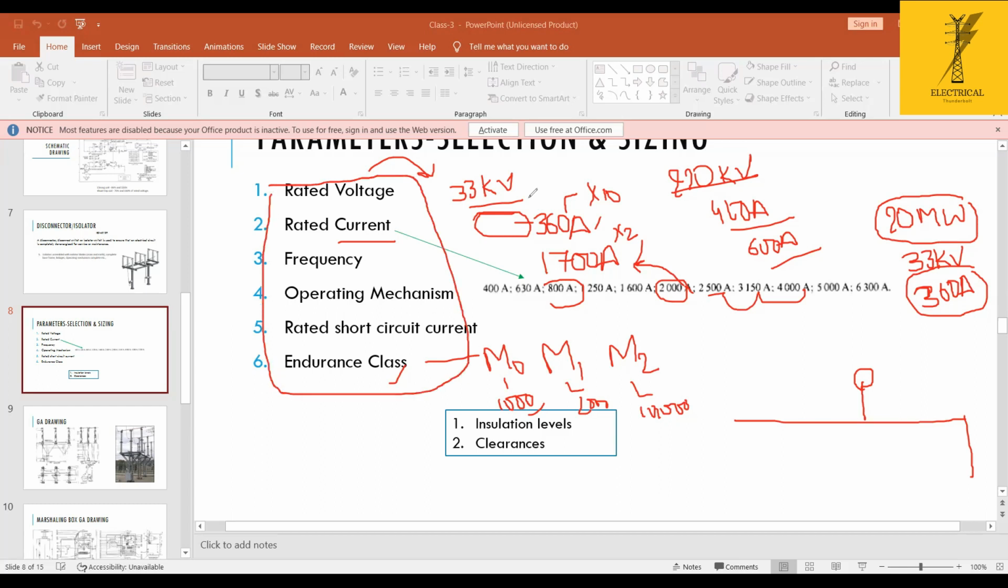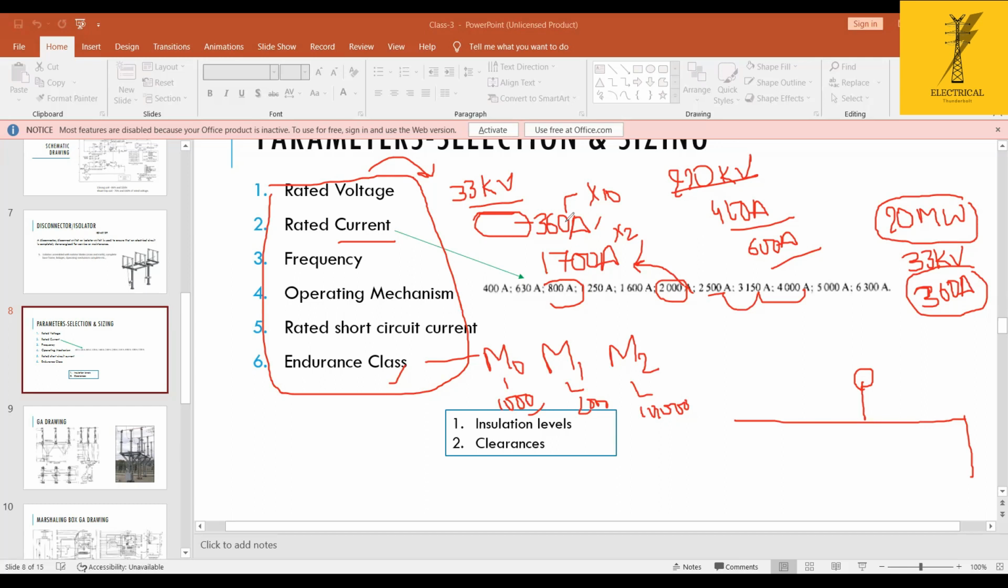So suppose a manufacturer comes, and I say that I require a 33 kV, 800 amps, 50 hertz, double break, center rotating isolator with a rated short circuit current of 25 kA for 1 second, and endurance class M0. This is the main thing. By this you will get the total idea. So he will give a quote; if he has the data, he can give the price across the table itself. This is the general main parameters we need to specify when selecting the isolator.